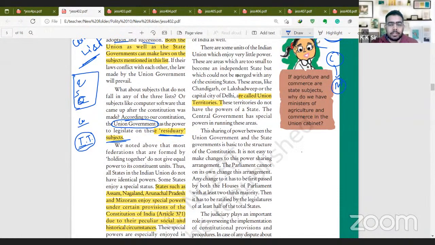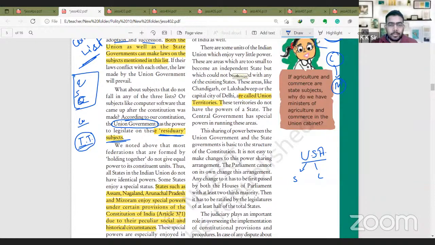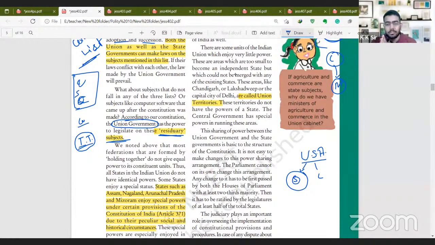What do you think? In the USA, who has the residuary power, state or center? Guess. In the USA, who will have the residuary power? There the state will have it, because states are more powerful there. They want to keep their power. So when they made this contract, okay, we will come together and make laws, they wanted to hold power over anything which is coming in the future.